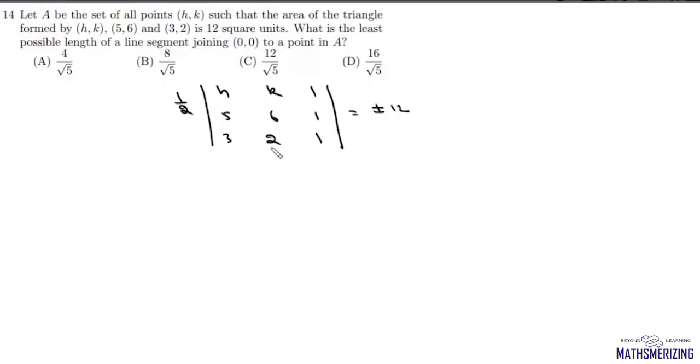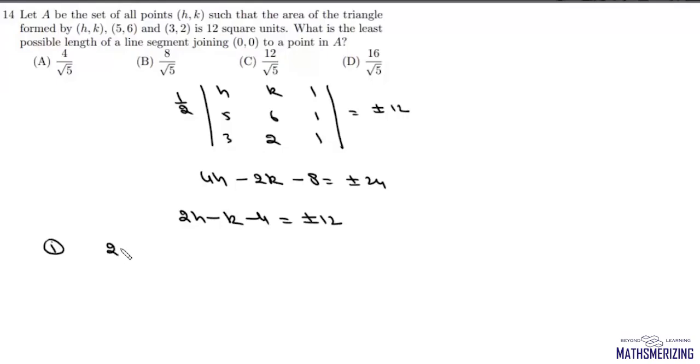So we can write 6 minus 2 4, so it will be 4h minus 2k minus 8, and it will be plus or minus 24. So we can write 2h minus k minus 4 equals plus or minus 12. So we have two cases.